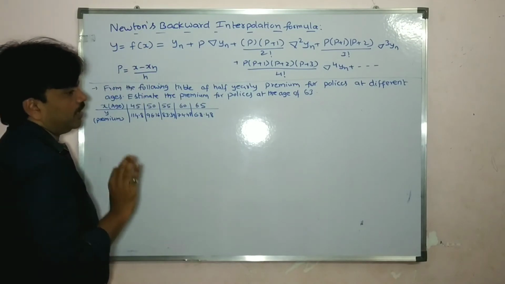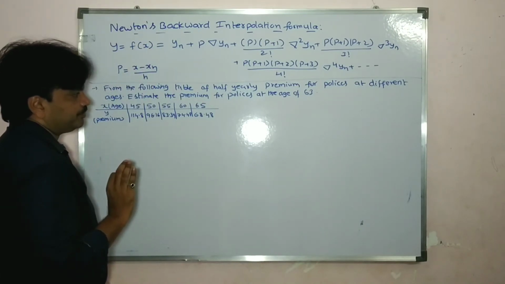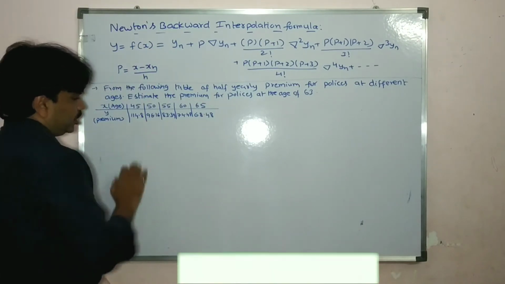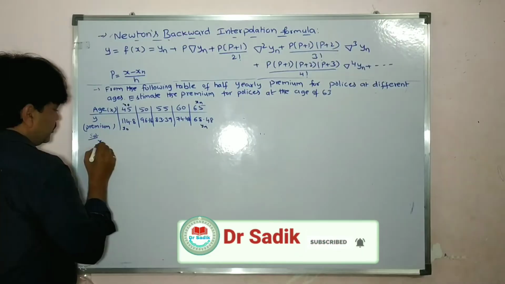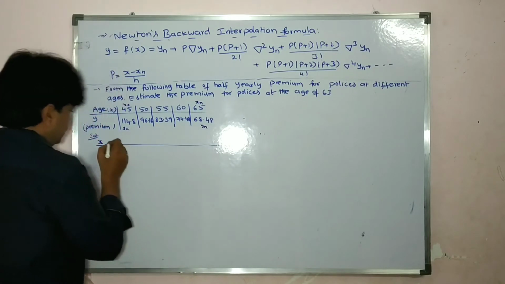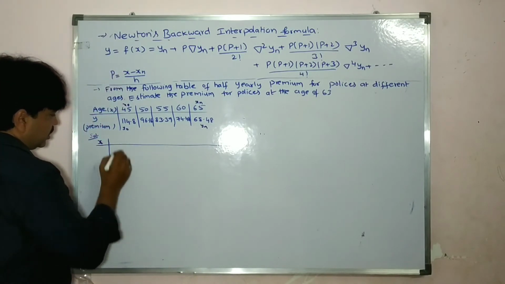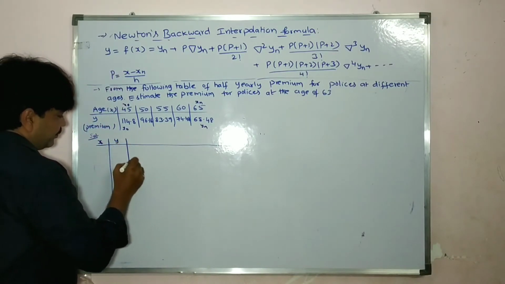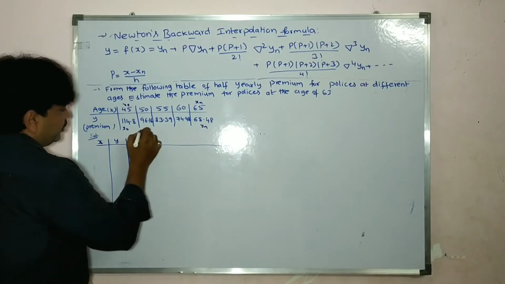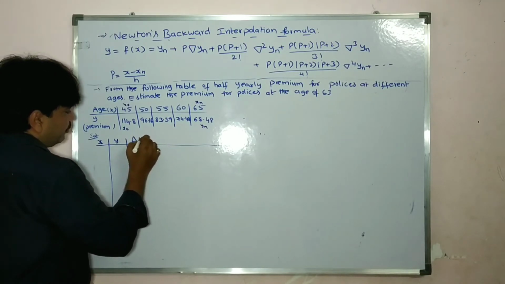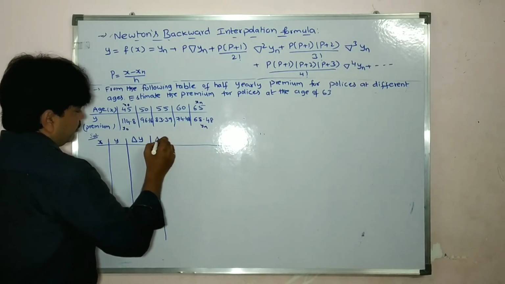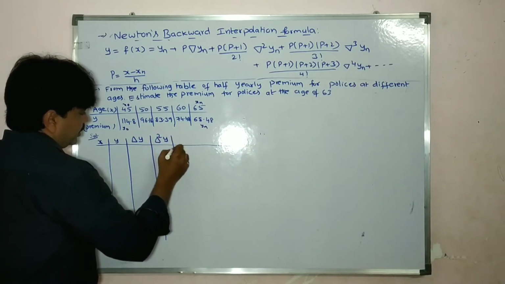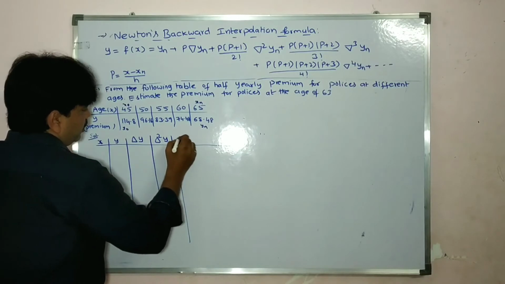First step, as always, write the formula, students. And then draw the table. First value is always x. The second value is always y. Third value, del y. Fourth value, del square y. Then del cube y.